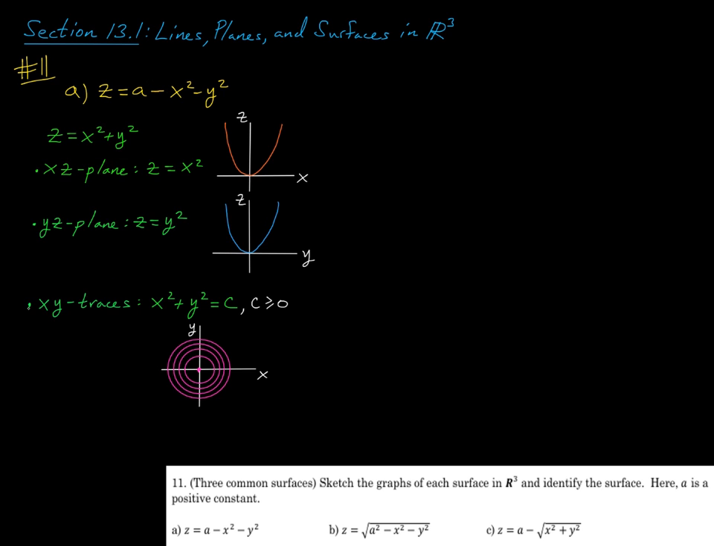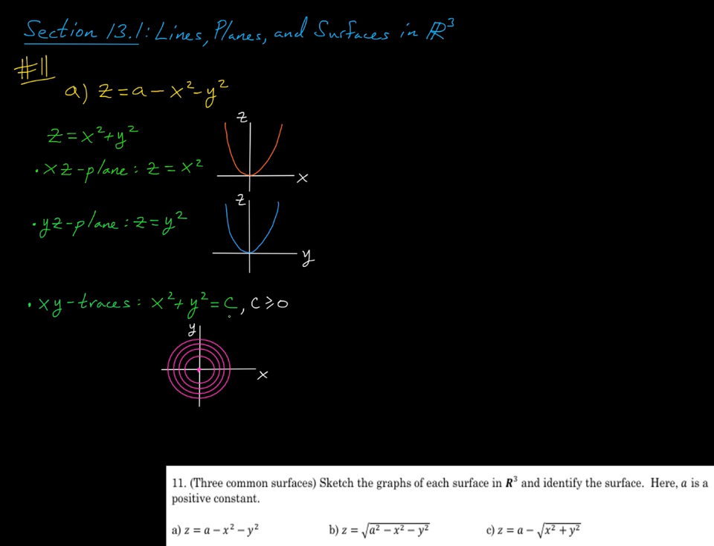And now if I want to look at the xy traces, I'm going to include more than just one here, just to help us get a feel for what the surface looks like. I'm going to set z equal to a constant, so I get the equation x squared plus y squared is equal to c. Since the left-hand side is non-negative, so is the right-hand side, so c is greater than or equal to 0. If I set c equal to 0, in other words, if we look at the intersection of this surface with the xy plane, I'm just going to get the origin, because if x squared plus y squared is equal to 0, that's only true when both x and y are 0.